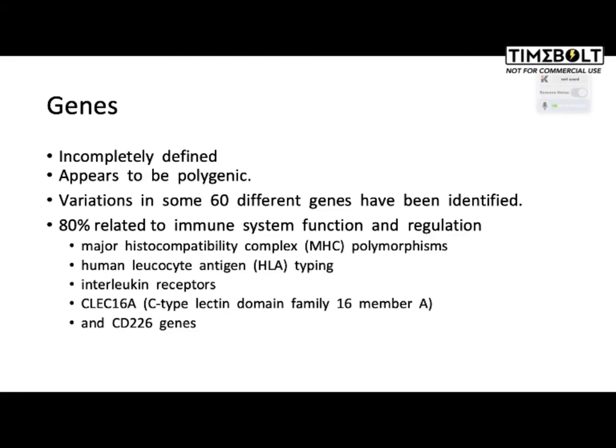Some 60 different genes have been identified. 80% are related to immune system function and regulation. The most important are major histocompatibility complex polymorphism, human leukocyte antigen typing, and interleukin receptors.